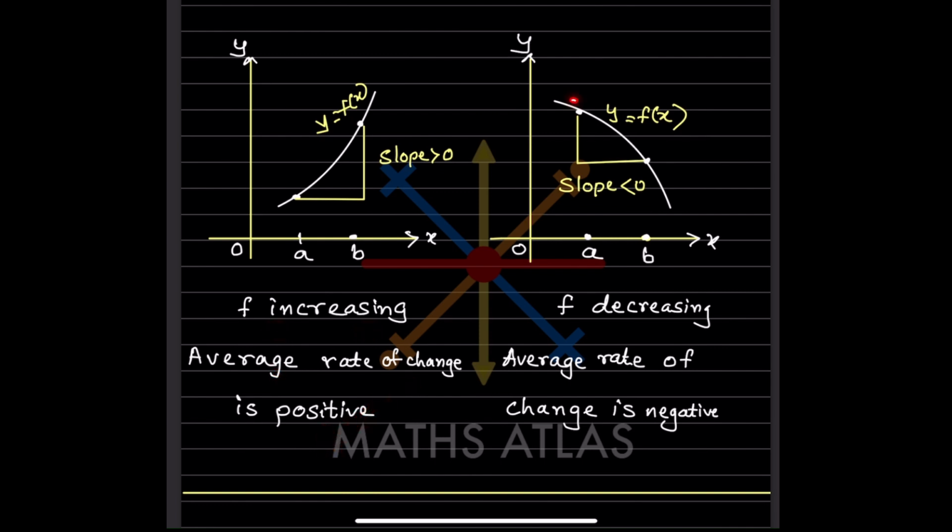And if you can see this is going down, that is, the slope is less than 0, and this curve is y is equal to f of x. So we can see that f is decreasing and the average rate of change is negative. These two you have to remember.